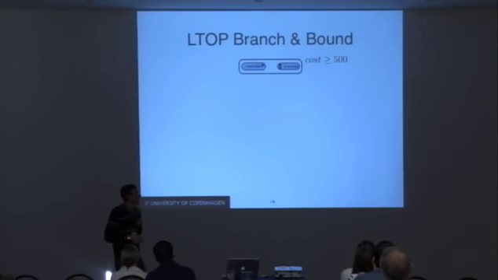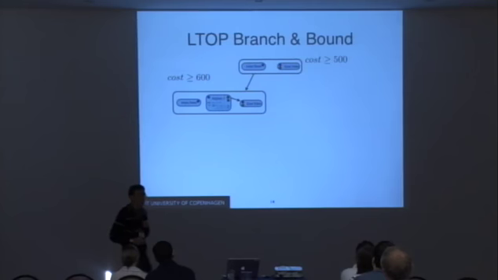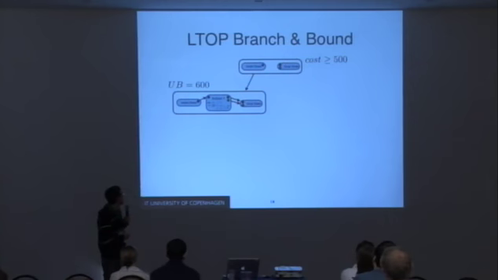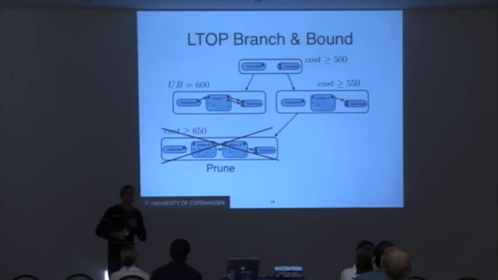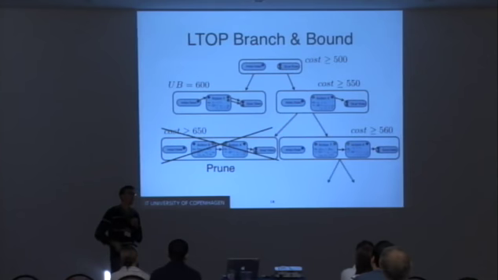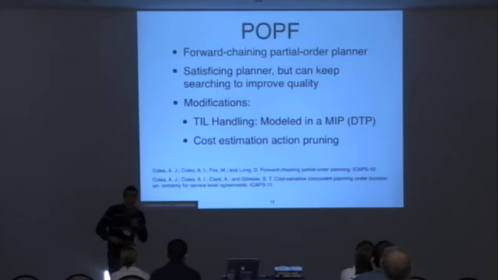Quick look at the branch and bound. So we start with an empty plan, and maybe we have some lower bound of 500. We know it at least costs that much. Then I branch, and maybe I have a complete plan. Now I can solve the LP, and I get an upper bound of 600. I know my cost is between 500 and 600. I keep branching, and then I get a lower bound of 650. Okay, I prune that. I can also prune for temporal inconsistency. If the LP says the problem is infeasible or unbounded, I can just prune that branch. And then the branch and bound continues. Very simple. So that was LTOP.